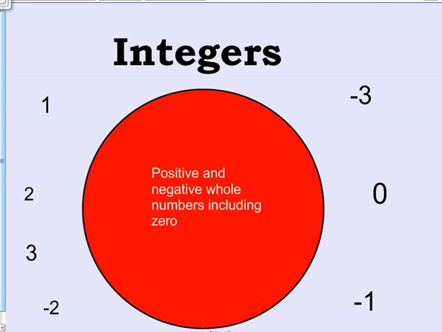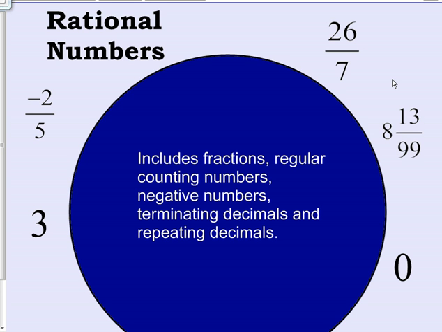All right, and our last big category in our target are rational numbers. And rational numbers include fractions, regular counting numbers, negative numbers, terminating decimals, and repeating decimals. What I mean by terminating decimals are decimals like 2/10, 0.2. And by repeating decimals, I am talking about things like 0.33 with a bar over the top, okay? And those are called rational numbers.